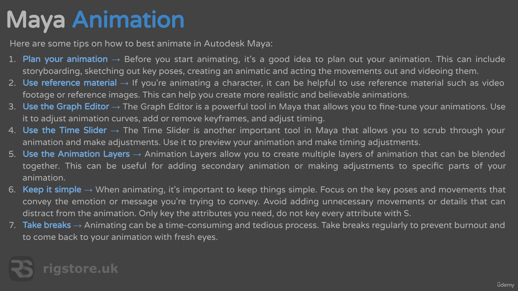Number 2, use reference material. If you're animating a character, it can be helpful to use reference material, such as video footage or reference images. This can help you create more realistic and believable animations. It's also the same actually for rigging. I watch a lot of videos on how creatures move just to see how best to deform them.